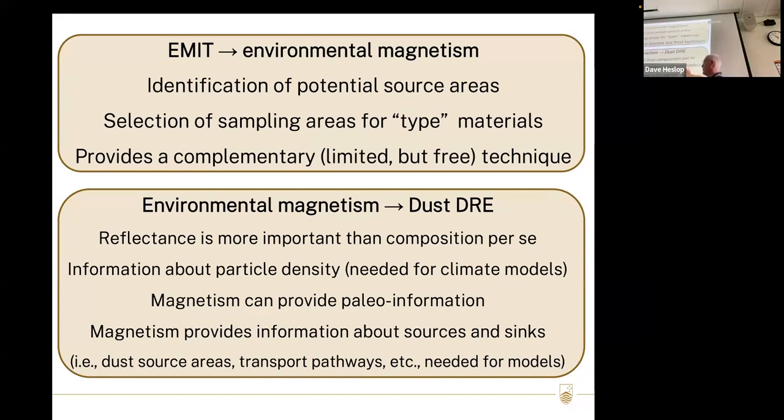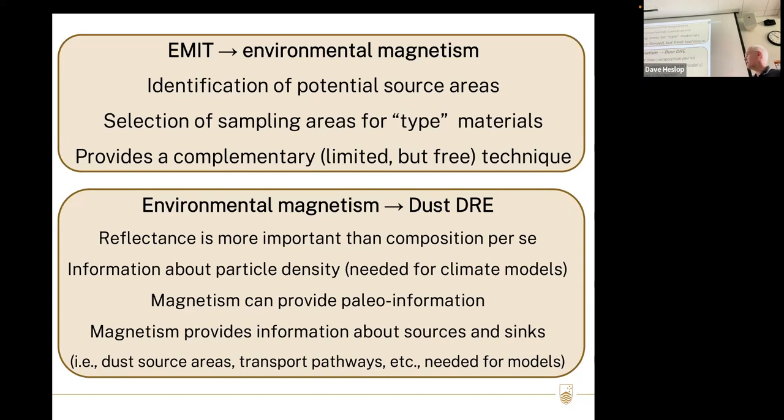Something I didn't touch on before that I think environmental magnetism can contribute to this that missions like EMIT can't is particle density. So when EMIT looks at a ground surface, if, for example, you have quartz particles covered in a hematite coating, EMIT just sees hematite. Using environmental magnetism, we may be able to infer whether this is a solid hematite particle or whether it's a quartz particle with a hematite coating. Now, the reason that's important is those two different particles would have dramatically different densities.